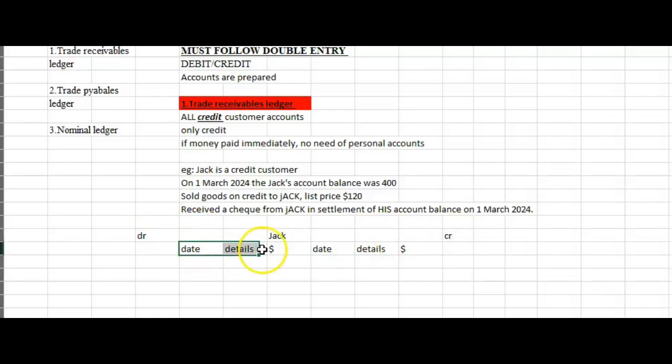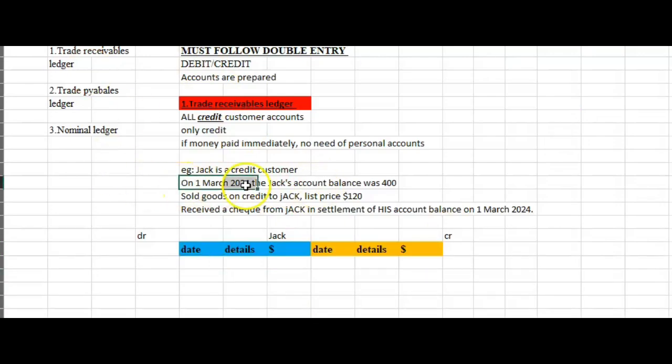We begin with the opening balance. At the start, Jack owed us money, so we write this as balance brought down, or balance BD. But which side should this be written on? To decide this, we need to remember that Jack is a customer, so he is a trade receivable. Trade receivables are assets, and according to the rules of accounting, assets have debit balances. Therefore, we record the opening balance of $400 on the debit side of Jack's account.